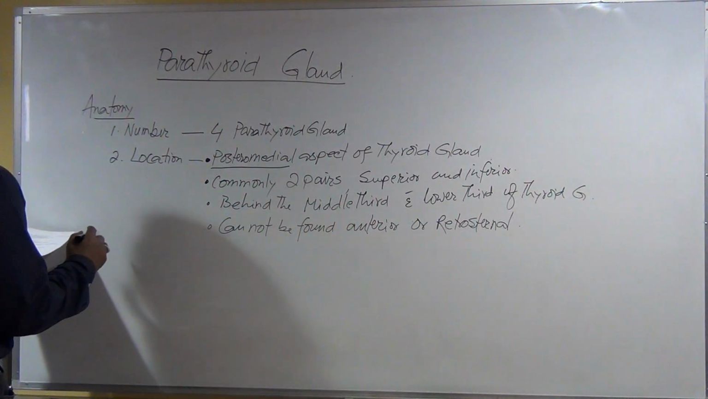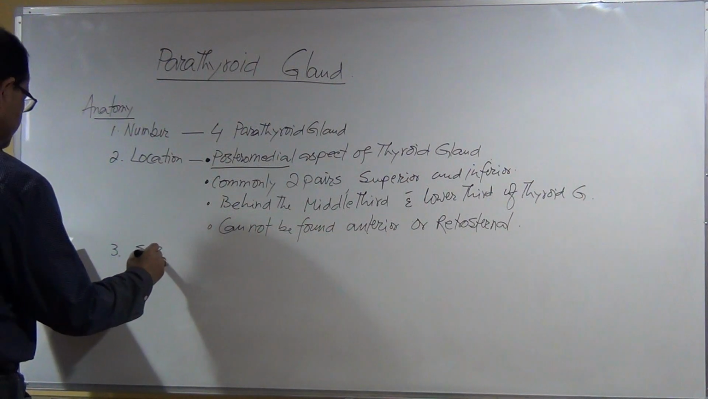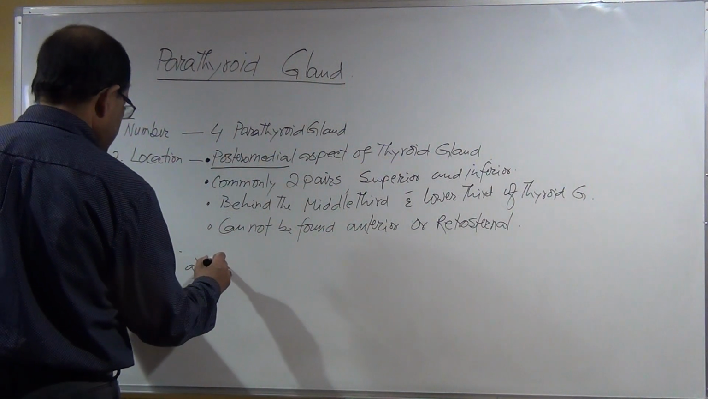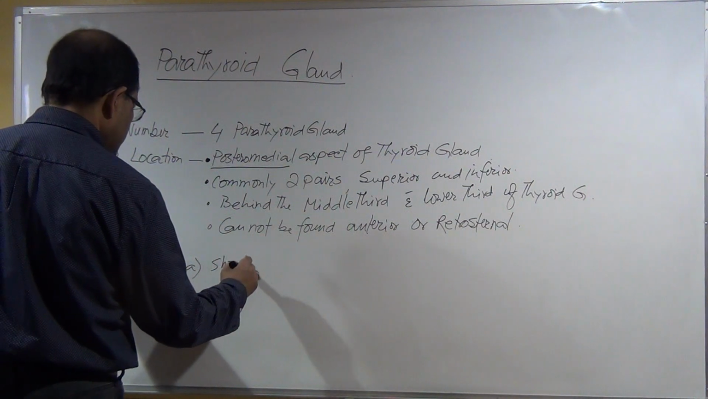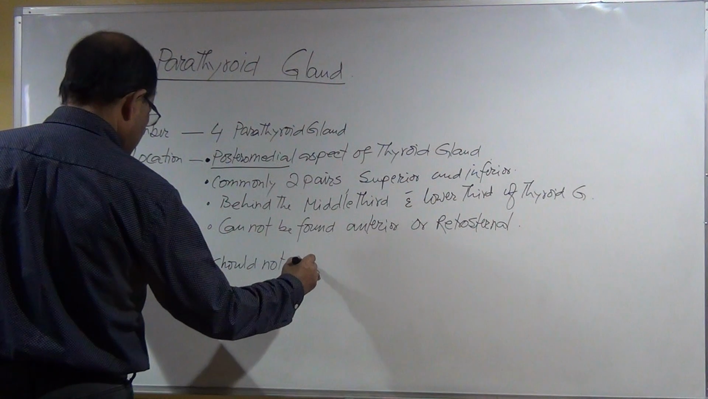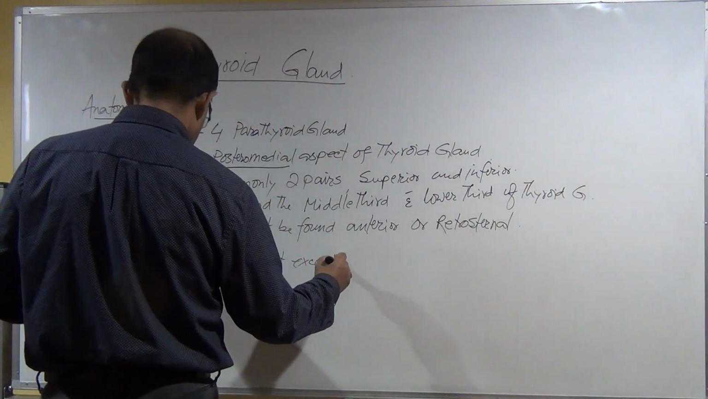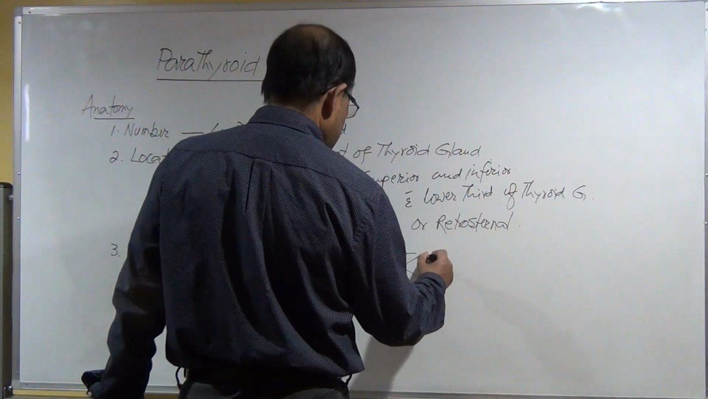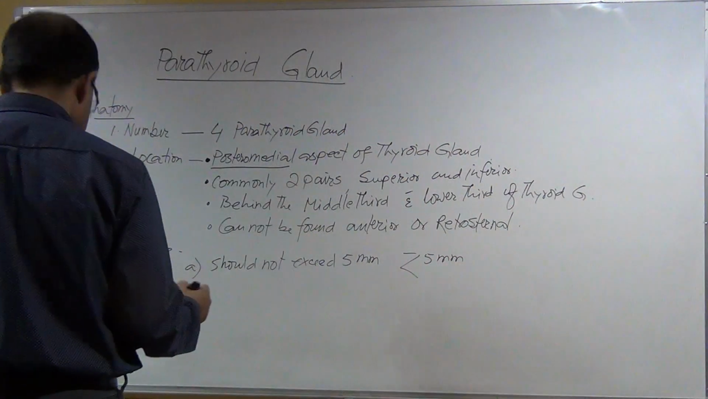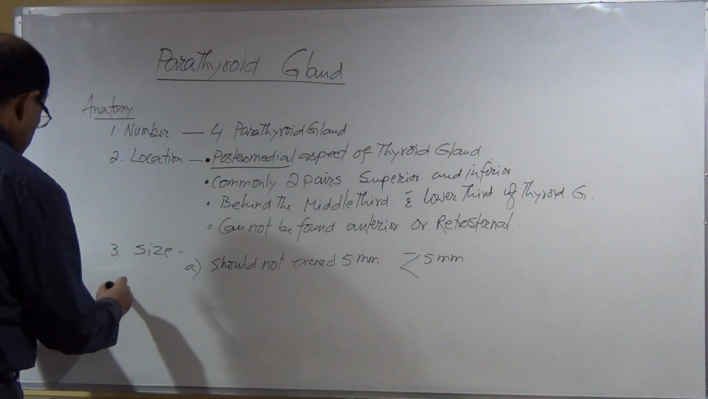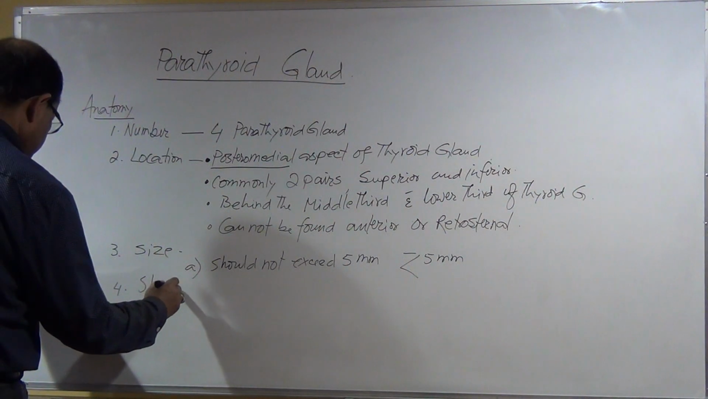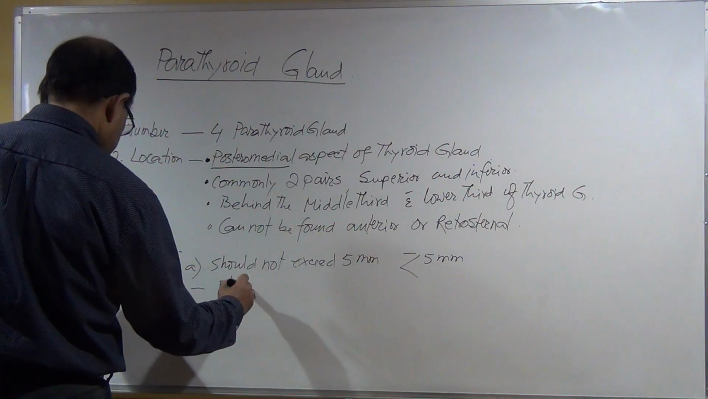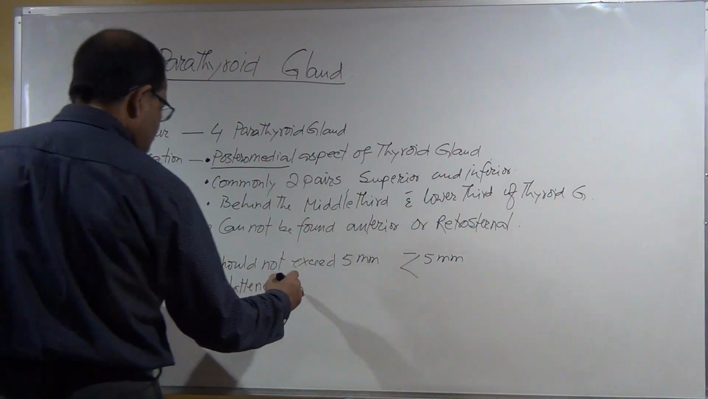And size. It should not exceed 5 millimeter. That means it could be equal or less than 5 millimeter. 5 millimeter means half a centimeter. Okay, now shape. Shape is flattened and oval.